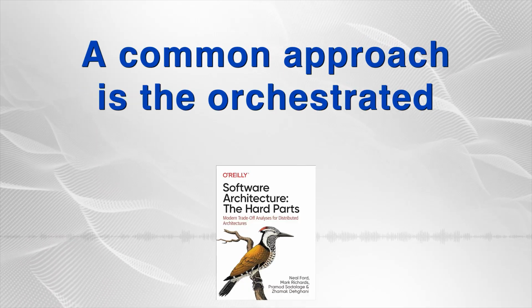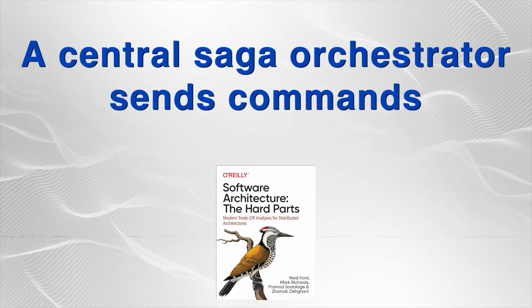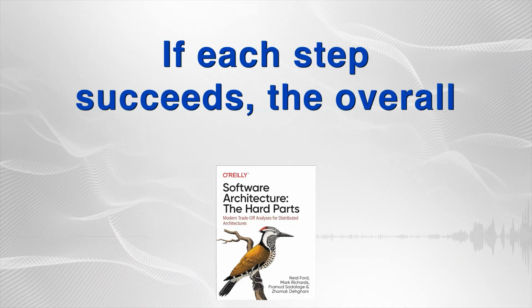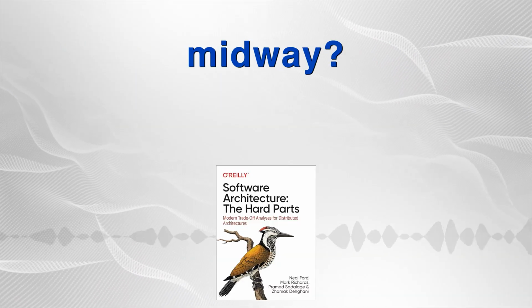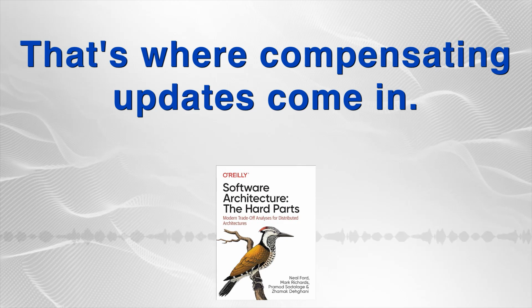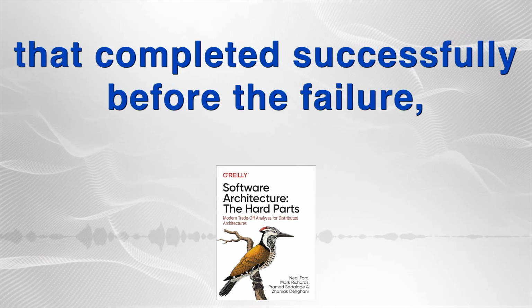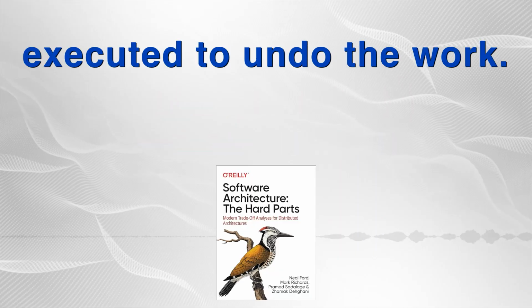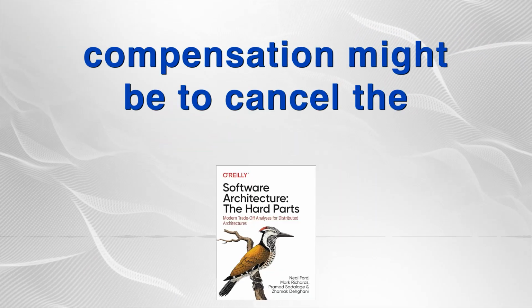A common approach is the orchestrated request-based pattern mentioned. A central saga orchestrator sends commands to participating services sequentially. If each step succeeds, the overall transaction completes. But what if a step fails midway? That's where compensating updates come in. For every step in the saga that completed successfully before the failure, a corresponding compensating action must be executed to undo the work. If you created an order, the compensation might be to cancel the order.